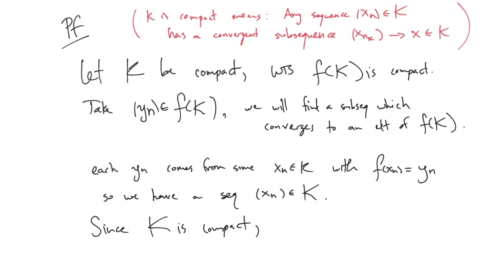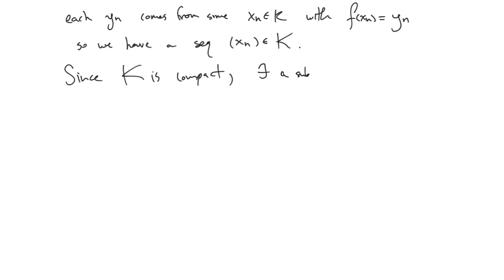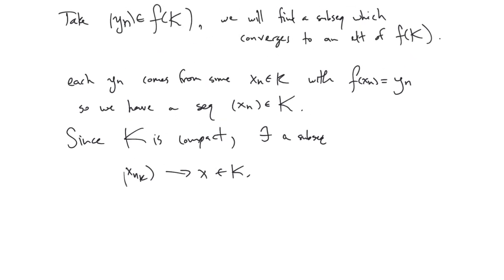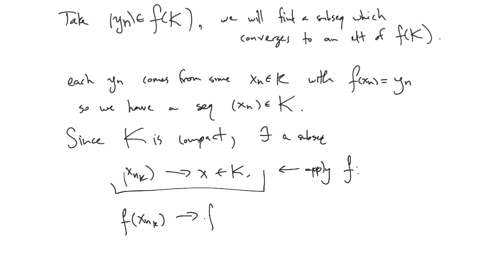So I can say since K is compact, there exists a subsequence x_{n_k} converging to x, where x is some point of K. All right. Really what we are looking for is a subsequence in F of K. That was our original thing, right? That we will find a subsequence which converges to an element of F of K. But here, throughout this whole thing, we can apply F to everything. What does that say then? It says F of x_{n_k} converges to F of x.